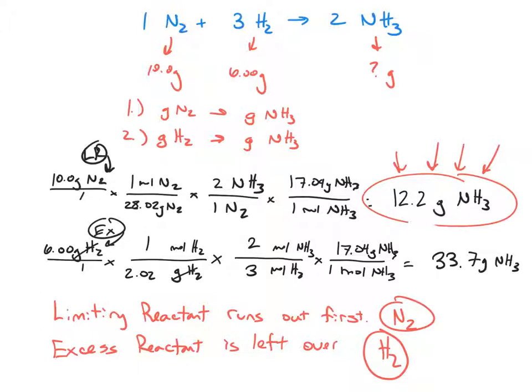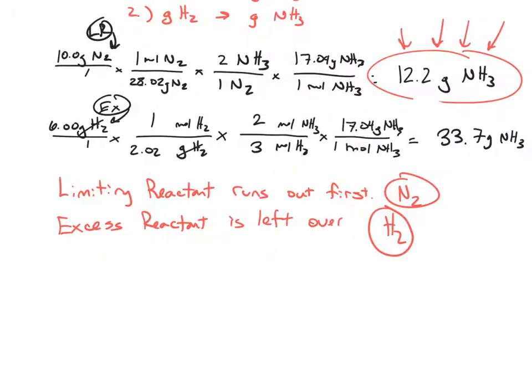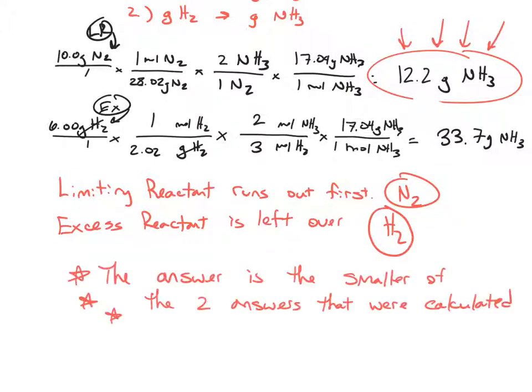Another thing you want to look out for and try to avoid is when students report their answers, they add these two numbers together or they average them, and you do not want to do that. You simply pick the smaller of the two numbers. So I'm going to write this out on the bottom very explicitly so it's very clear. Don't average them, don't add them, don't subtract them, don't multiply them, don't divide them. Simply pick the smaller of the two answers.